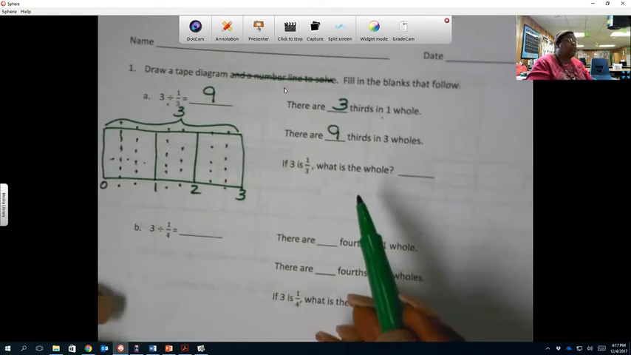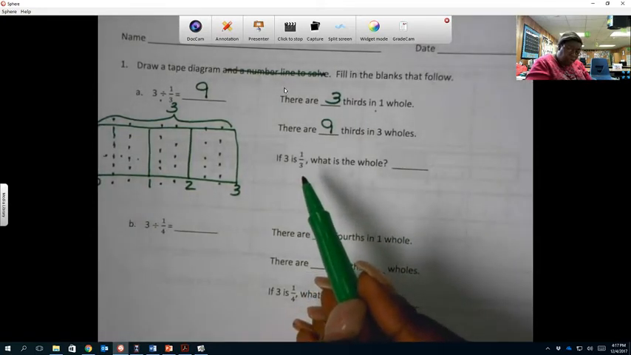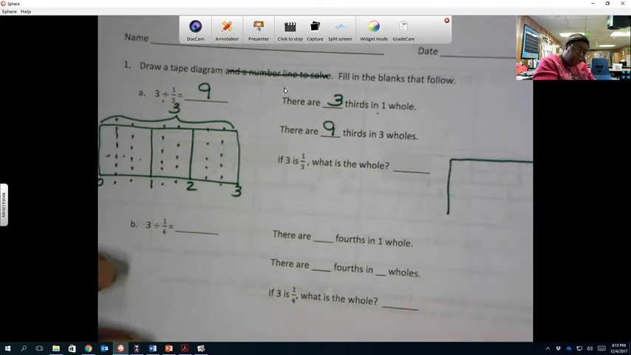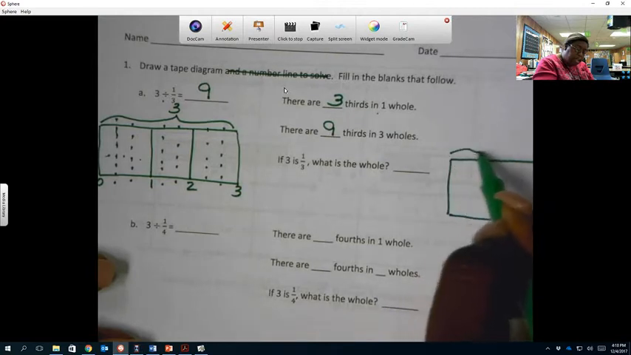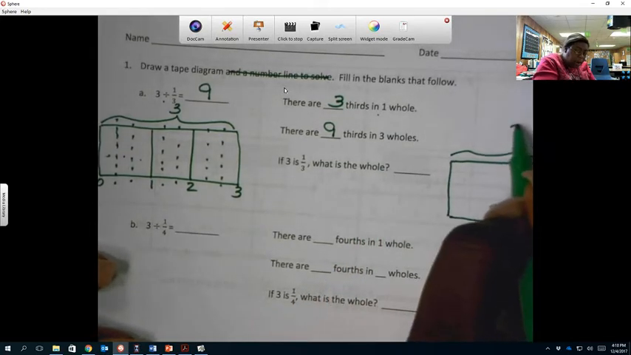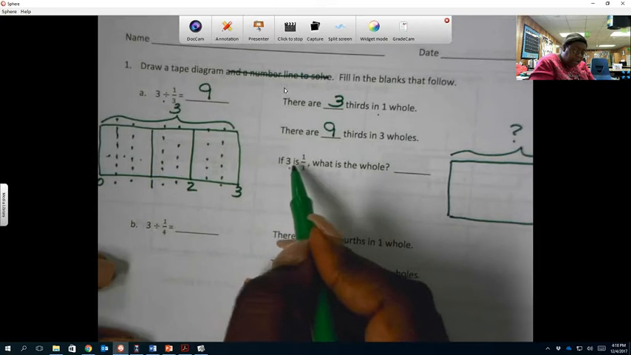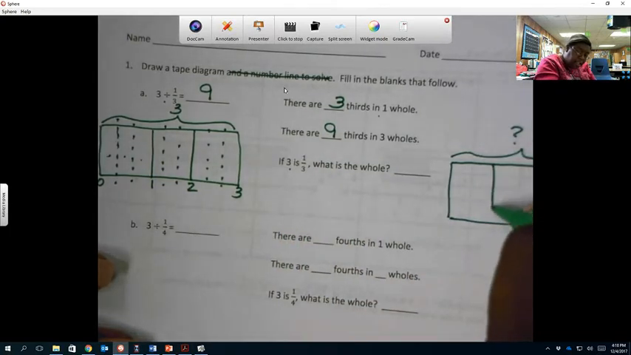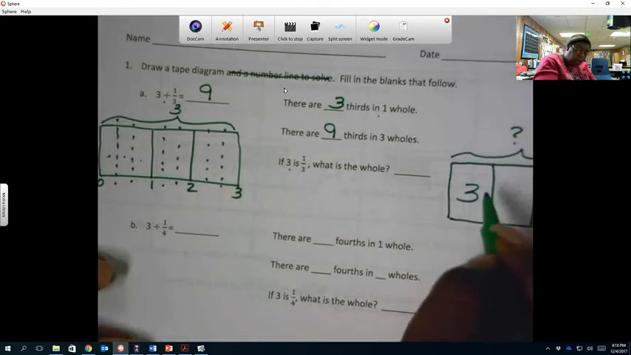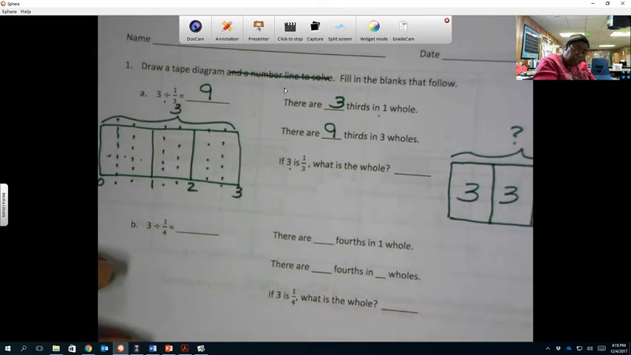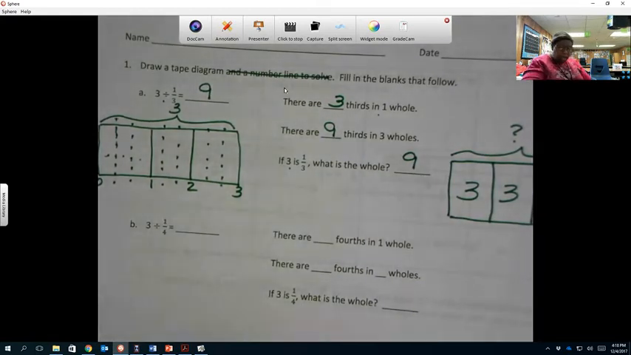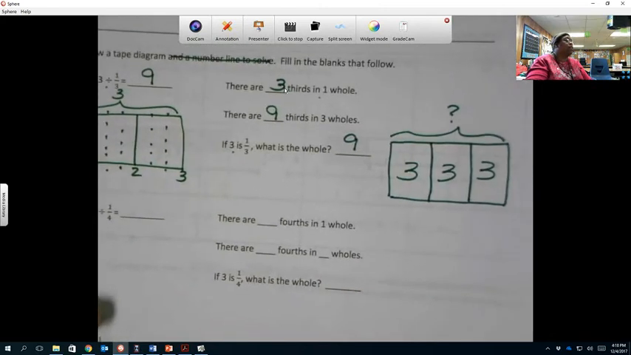And then the second part of this problem is, if 3 is 1/3, what is the whole? And again, I'll use the tape diagram to demonstrate. Remember, we always label this with what the whole is. Well, since we don't know, because the question says what is the whole, I'm going to put a question mark there. It says if 3 is 1/3, so that means that if I cut this into thirds, and 3 is 1/3, what is my whole? Well, if I finish the rest of this tape, I have 9. So what is my whole? 9. Okay. All right, I'm going to flip over to the back here. Oh, sorry, you guys couldn't see the rest of that.